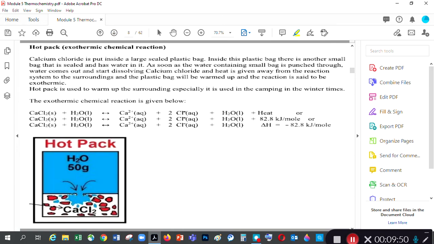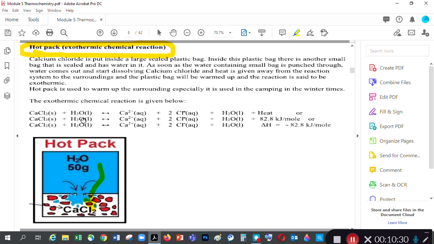Well, the hot pack, instead of ammonium nitrate, we use calcium chloride. It's the same idea. You punch through the pocket, the H2O will come and dissolve calcium chloride, and the heat will be given off this time. It's an exothermic reaction, and the hot pack is used during camping, or anytime you are going on a trip or a journey. Then you can use it to heat your tent, or the small tiny room you want to be in. So it's really used for heating the surrounding area.